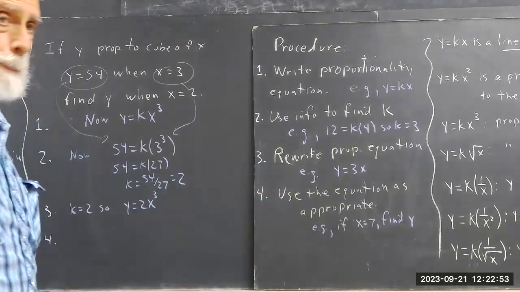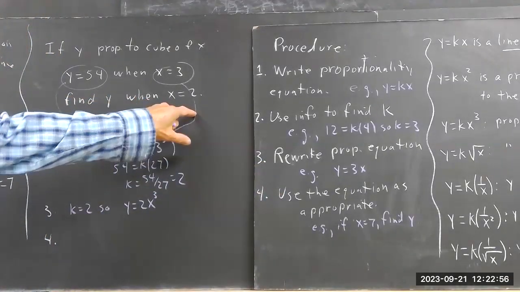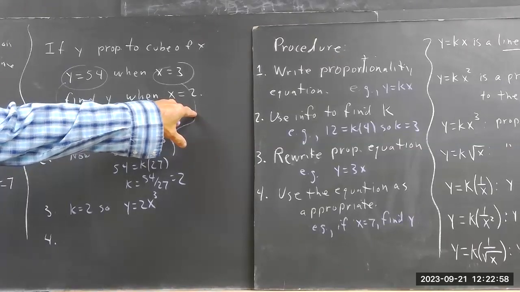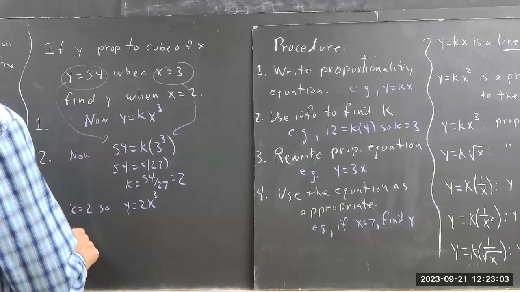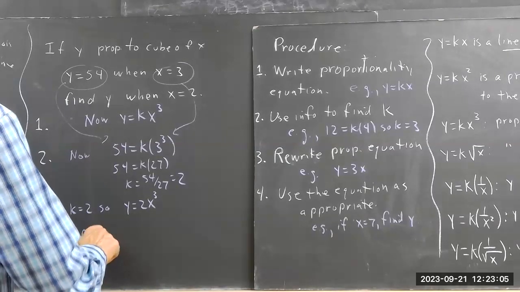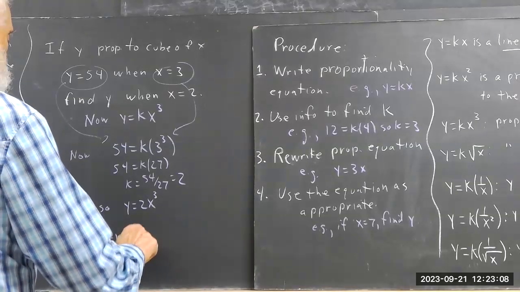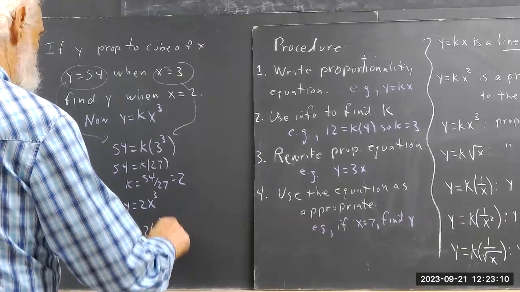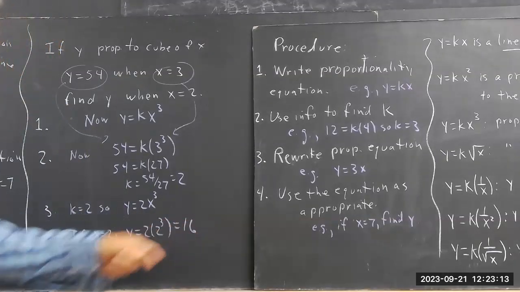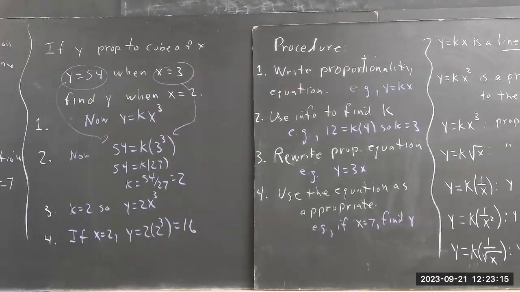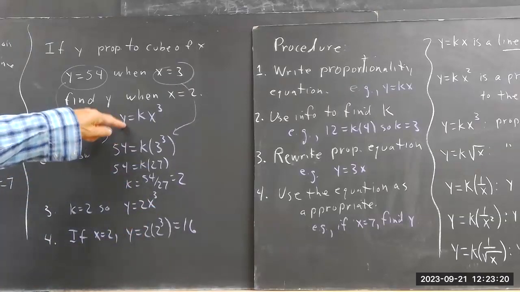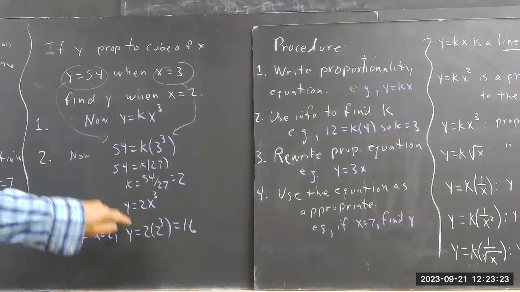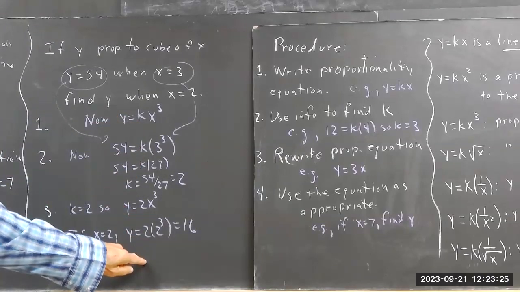Then use the equation as appropriate. What does this mean? Well, we've got a question to answer. It'd be appropriate to answer that question, wouldn't it? And there it is. You just plug x equals 2 into this. You don't try to plug it into here because you're done with k. You found it. It's always the same. It never changes. There's your proportionality equation.